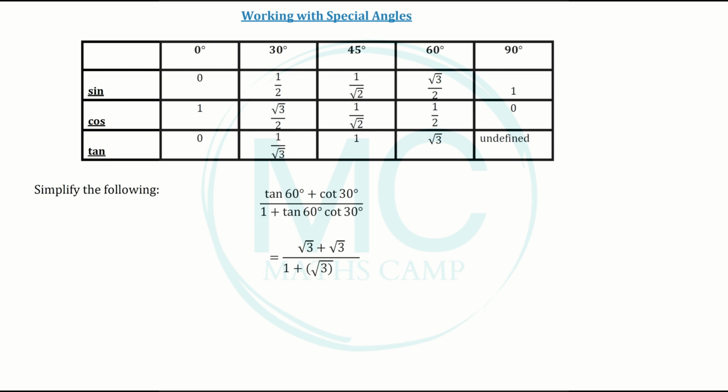Let's put this into a bracket, multiplied by cot 30, which we know is root 3 as well. And now in the numerator, we have root 3 plus root 3, which gives us 2 root 3, over 1 plus root 3 multiplied by root 3, which is simply 3. Now in our denominator, we have 1 plus 3, which is 4. Finally, we have 2 root 3 in the numerator and 4 in the denominator. So let's divide by 2, and our final answer is root 3 over 2. And we have now completed this question.